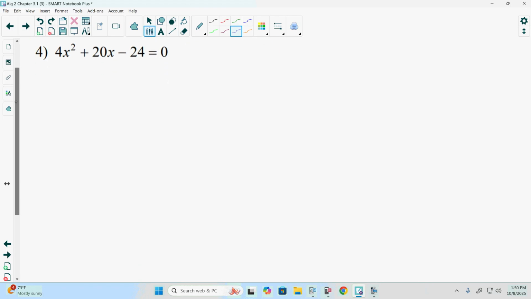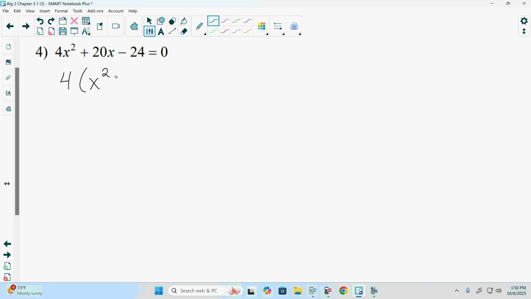4x squared plus 20x minus 24. Now the equation is indeed equal to 0, so that's good. Is there a greatest common factor between these three terms? 4. So we can factor that 4 out.